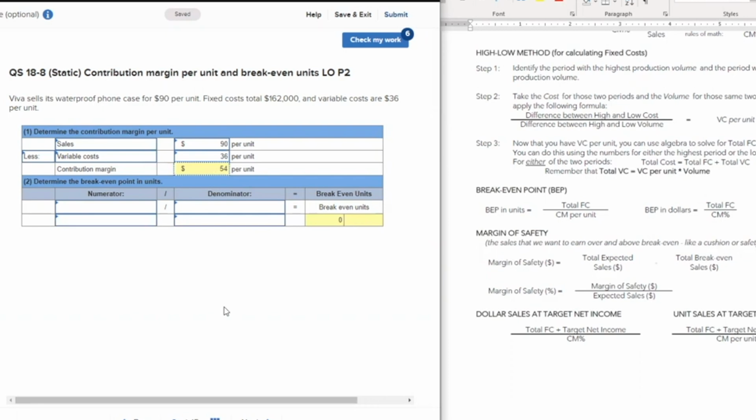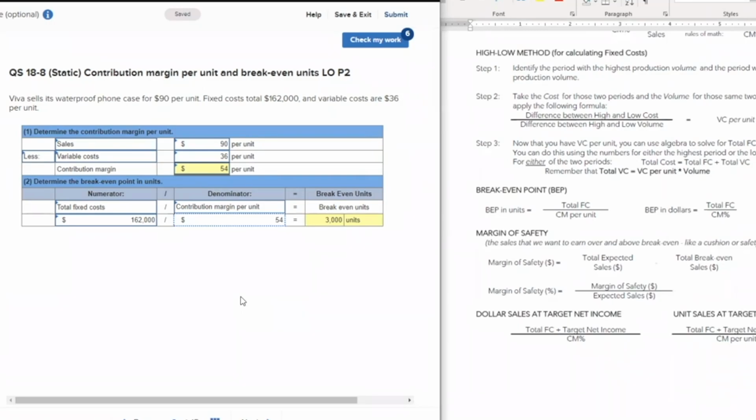Now to get the break-even point in units, you take your total fixed cost divided by the contribution margin per unit, as shown on your formula sheet. Total fixed costs are 162. Contribution margin per unit is 54, as we already figured out. All right, big deal. What does that mean? It means we need to sell 3,000 units of product in order for us to break even.